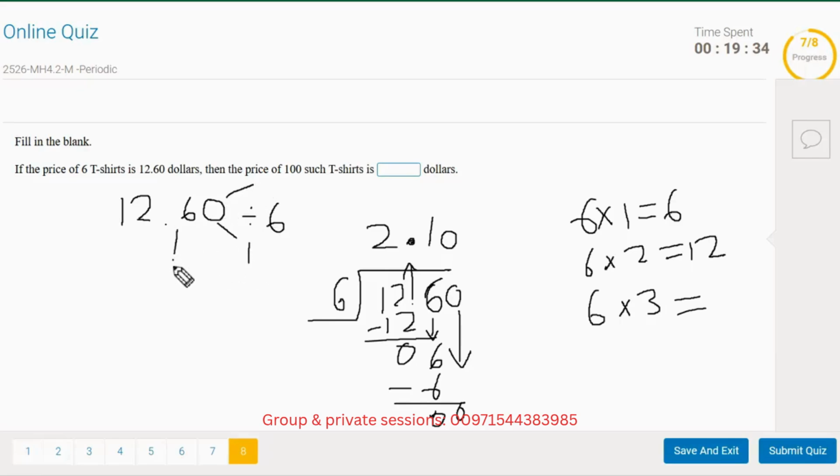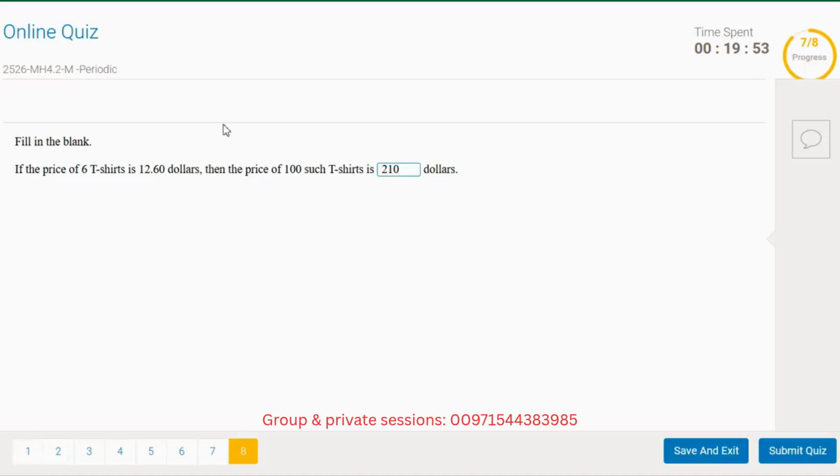You found out the price of one t-shirt. You want to find one t-shirt first, right? So if you know how much one t-shirt costs, then you can multiply the price of one t-shirt by 100 t-shirts, right? So now you can directly find out it's 210. Okay? There you go. We're done with this quiz.